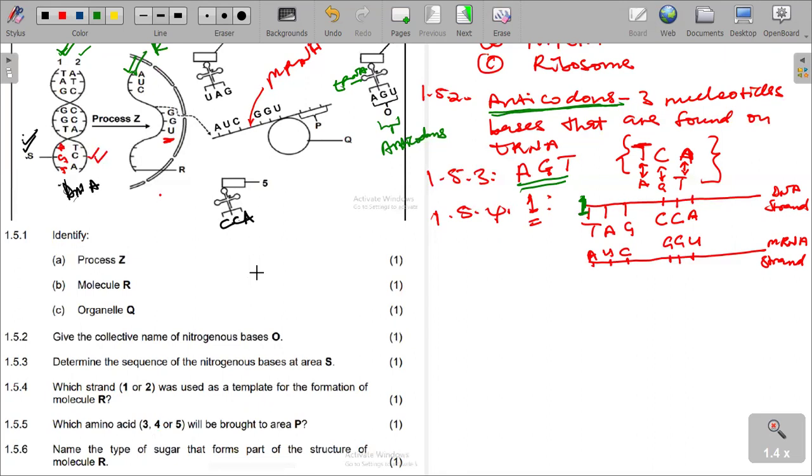The next question is question number 5, 1.5.5. It is saying which amino acid, 3, 4, or 5, will be brought to area P. Our area P is this one.